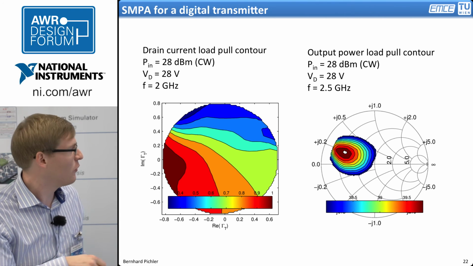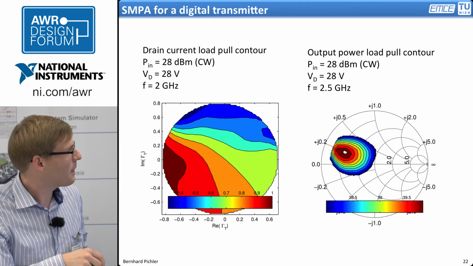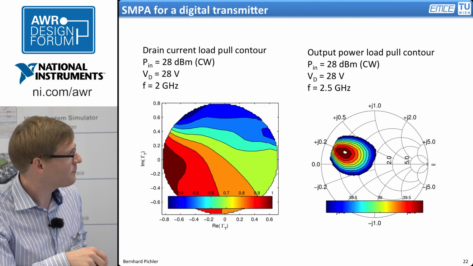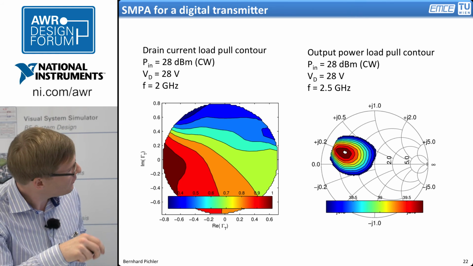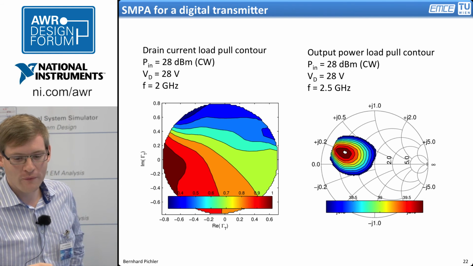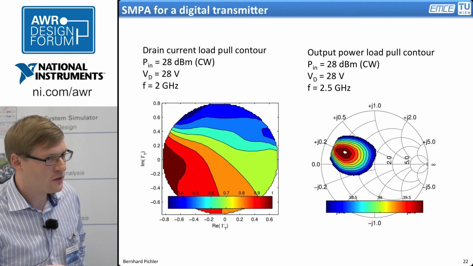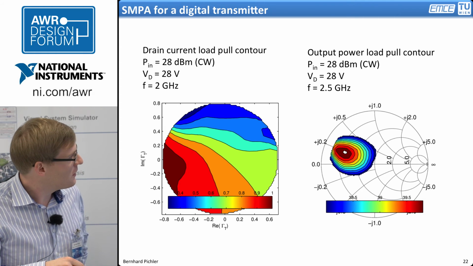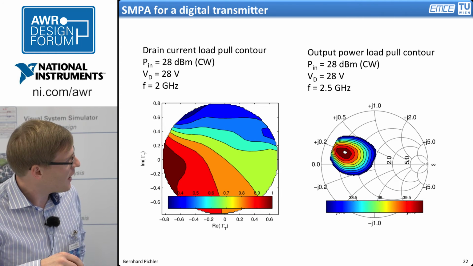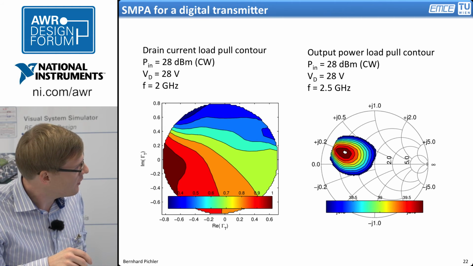So you may have all seen this. But what's more interesting is the performance of the transistor regarding power consumption. You can see here on the left a load pull contour for drain current, again taken with continuous wave excitation at 2 gigahertz in this case. So you can see that the drain current is severely lower here than here.